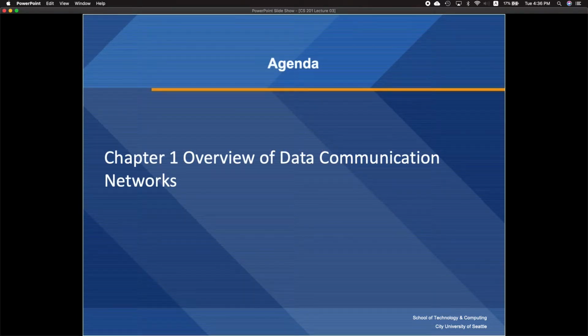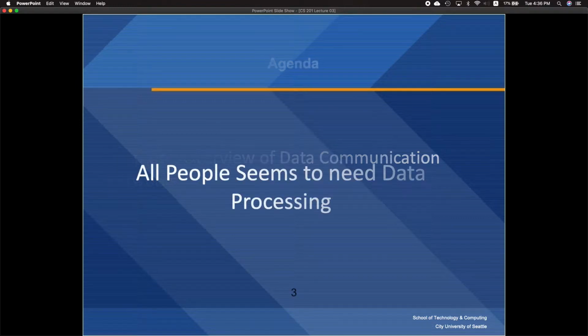We'll give you an overview of data communication networks. Always remember this, all people seem to need data processing.